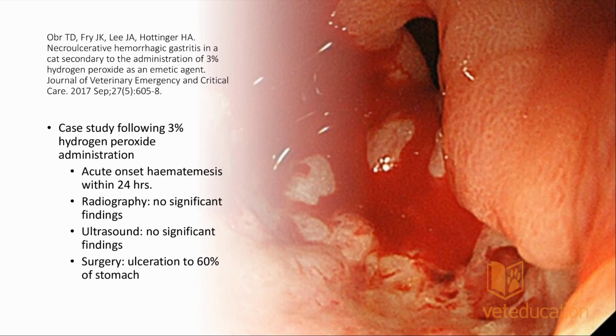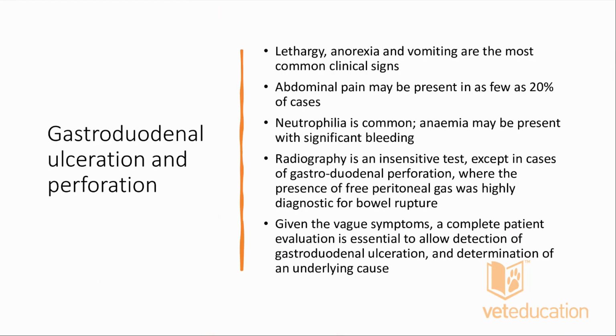And here we go. This is another case with gastroduodenal ulceration or necro-ulcerative hemorrhagic gastritis in a cat secondary to administration of hydrogen peroxide, another emetic agent that we don't use in cats. This cat had 3% hydrogen peroxide given and had an acute onset of hematemesis within 24 hours. No significant findings on radiography, no significant findings on ultrasound, but at surgery there was ulceration to 60% of the stomach. It was necro-ulcerative hemorrhagic gastritis in this particular cat. A cat passed away, I think, in that case study.